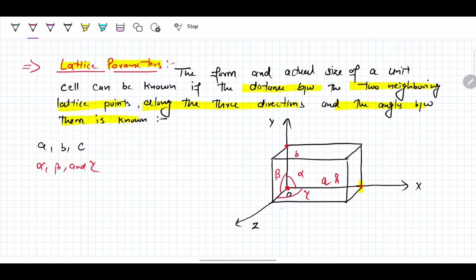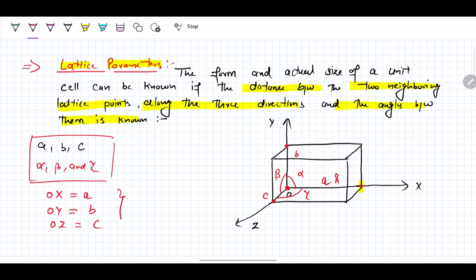And towards the z-axis, the nearest neighboring atom from the origin is represented by C. It means this generally represents the distance between two neighboring atoms along the respective direction. So these two properties are very, very important. For example, we can take O and OX. So along OX it is represented by A, OY by B, OZ by C.